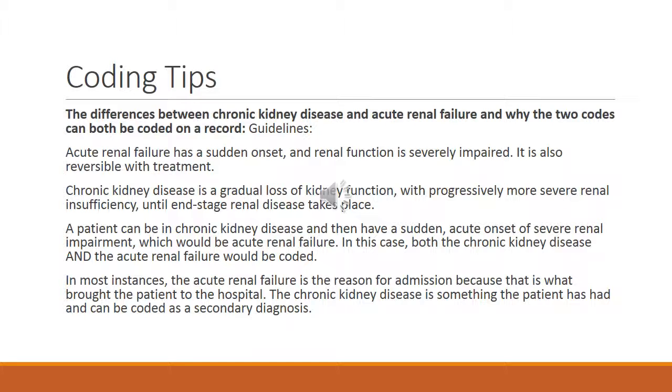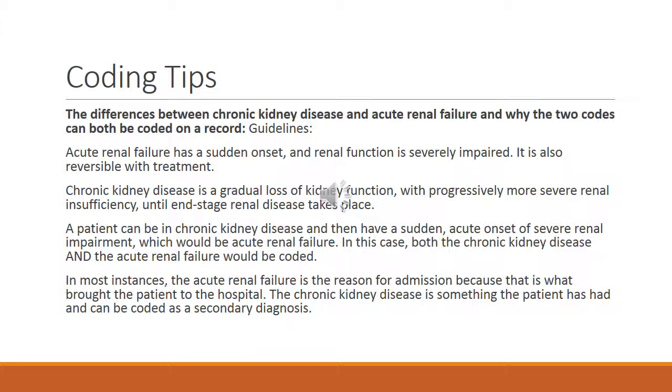Now, here are our coding tips for this chapter. The differences between chronic kidney disease and acute renal failure, and why the two codes can both be coded on a record. And the guidelines are, acute renal failure has a sudden onset and renal function is severely impaired. It's also reversible with treatment.